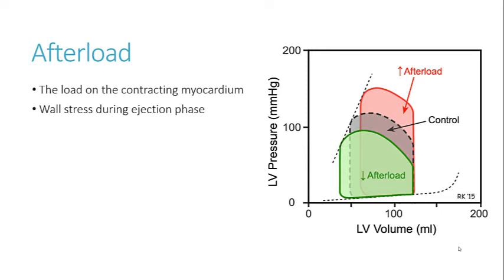Afterload is the load on the contracting myocardium. So when the air was trying to get out of the balloon, that resistance that it was feeling, I guess, that pressure. And so here we can see, again, if this is stroke volume, at the same amount of volume, you have to have a significant increase in pressures, and the stroke volume decreases.